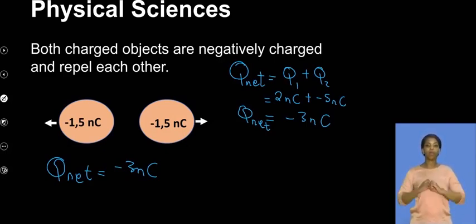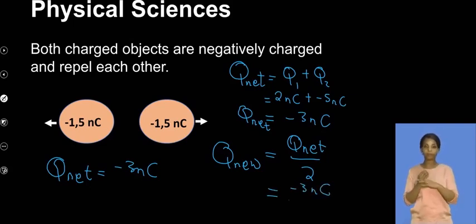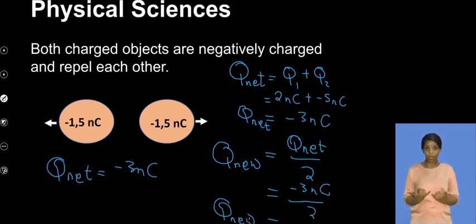Now, the new charge that each one of them attains as a result of the contact process, of coming together into contact, which is a physical process, is equal to Q net, which is the total, divided by 2. Why do we divide by 2? It's because this charge is equally distributed. Then we'll get negative 3 nanocoulombs divided by 2. Then the new charge in each one of them, which is the same for both, is equal to negative 1.5 nanocoulombs, right?